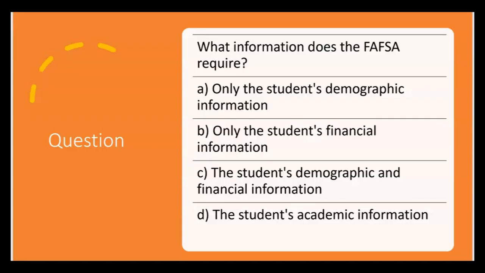All right, what information does the FAFSA require? A says only the student's demographic information. No, more than that. B, only the student's financial information. No. C, the student's demographic and financial information. Yes. D, the student's academic information. No.